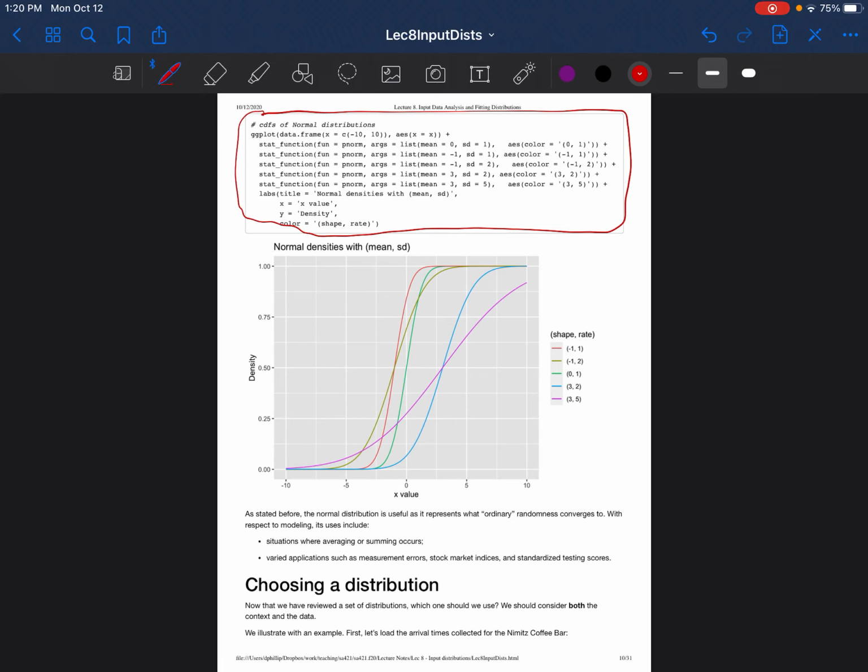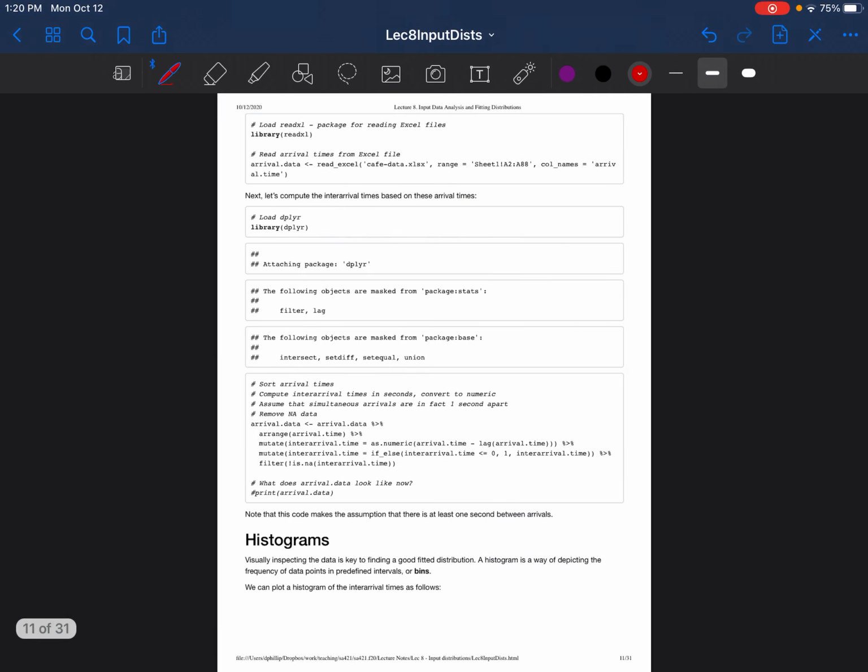In this part, we're going to talk about how we fit the distribution and how we evaluate the fit that we did. So first, we need an example. We're going to load up the arrival times that were collected for the Nimex coffee bar.